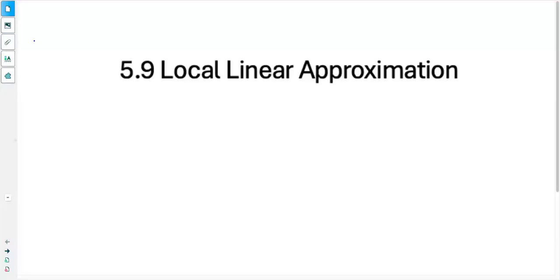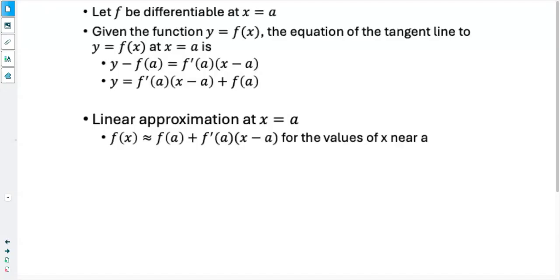Hi, today we are looking at section 5.9, which deals with local linear approximation. For this, we're going to say that our function f has to be differentiable at a location of x equals a. And given the function takes the form y equals f of x, the equation of a tangent line to y equals f of x at x equals a is y minus f of a equals f prime of a times x minus a, or rearranging that, y equals f prime of a times x minus a plus f of a.